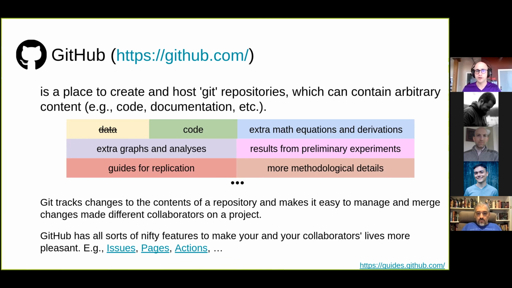Also, GitHub is great. There are other services that you can use for hosting Git repositories. Git is just a program that you can use; you don't need to use it with GitHub. There are things like Bitbucket and I think GitLab, etc., that you could use to host your Git repository in the cloud. I think GitHub is fantastic. It has all sorts of extra nifty features that make your life and your collaborators' lives a whole lot more pleasant, like issues, GitHub Pages, GitHub Actions, etc. I'm going to talk about some of these later.